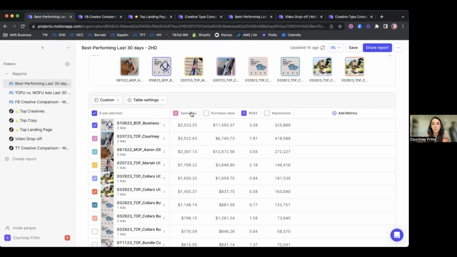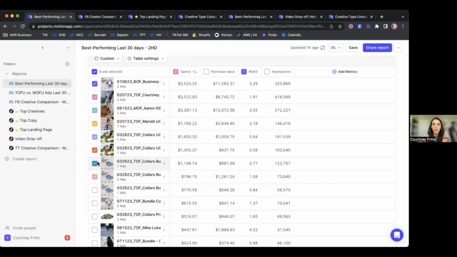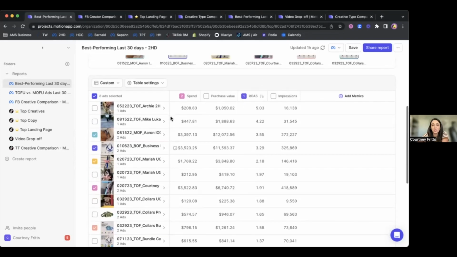I can sort it by spend. I can sort it by ROAS. I could sort it by number of purchases, things like that. And then you can select up to 8. That way you can see what's working, what's not. This is a good thing to look at to make decisions. And this is more on that micro level that we were talking about.